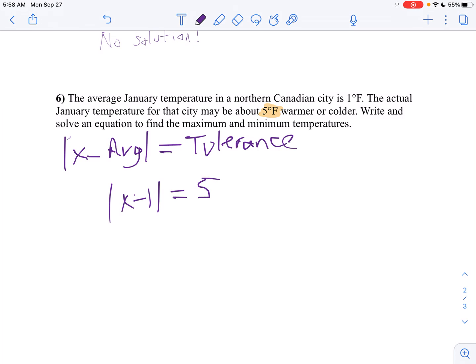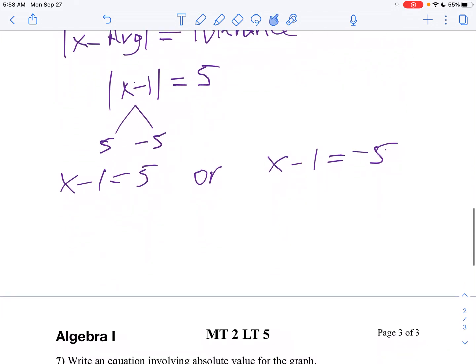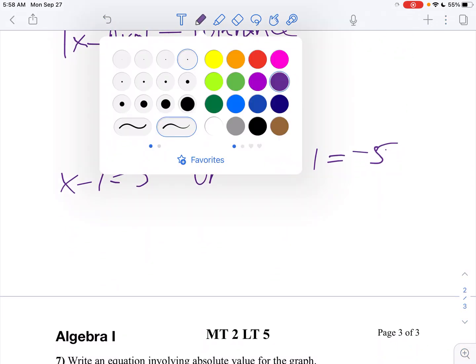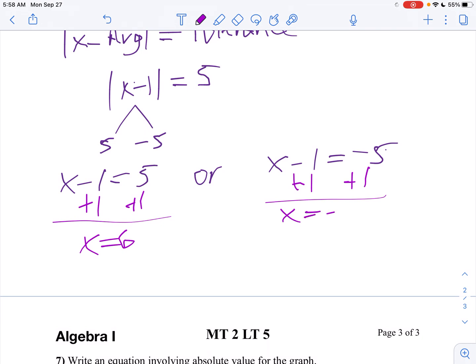Notice the absolute value symbol is by itself. So what we're going to do is split it up and say, what's inside here could be 5 or it could be negative 5. So we say x minus 1 equals 5 or x minus 1 equals negative 5. Now we'll solve each equation. So we'll add 1 to both sides. So x equals 6. Over here, we'll add 1 to both sides. X equals negative 4.